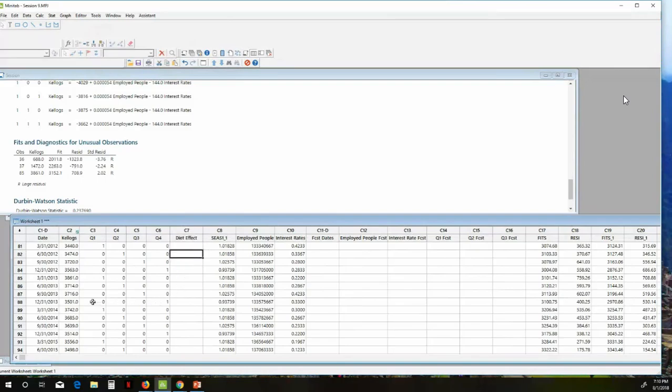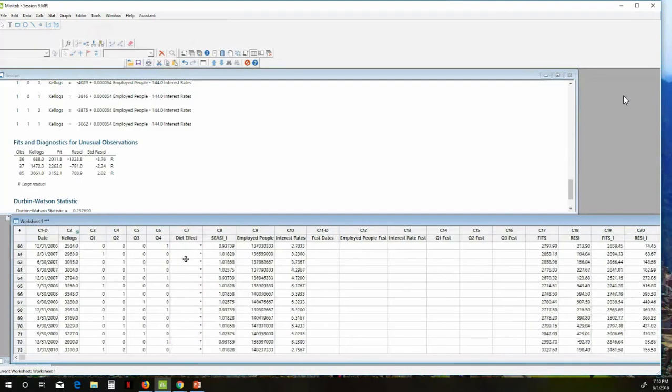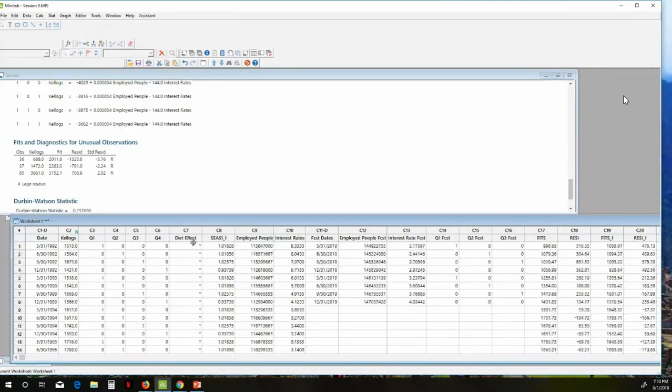So we start with 89. And we put ones in for this diet effect and take them all the way to the end of the data series. And we call this type of situation a persistent dummy variable. That means it continues on. And if I had to develop a forecast for it, I would put ones in for the forecast as well.